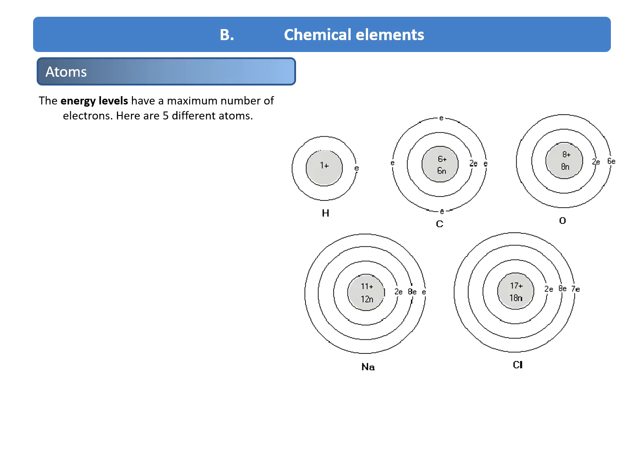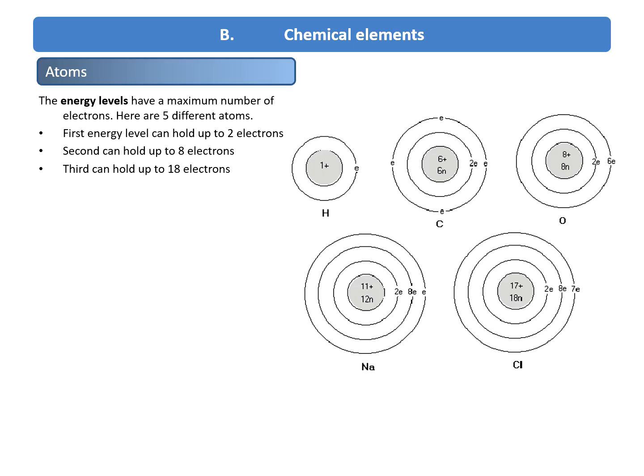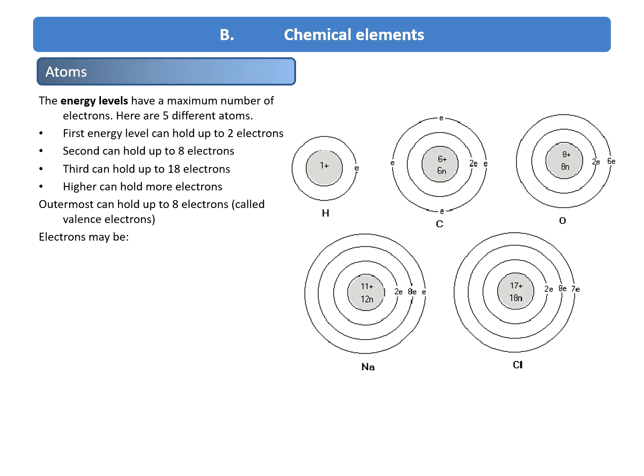Energy levels have a maximum number of electrons. Here's a view of 5 different atoms. The first energy level, being a small one, can hold up to 2 electrons. The second, being a little larger, can hold up to 8. The third can hold 18, and bigger energy levels can hold more than that. There's a catch, however, because the outermost, whatever that may be, can hold up to 8 electrons. These are called the valence electrons.